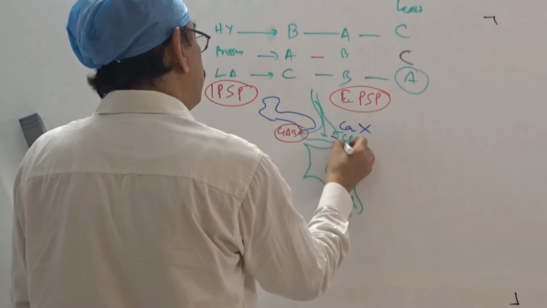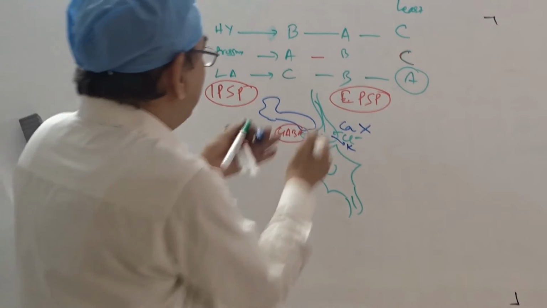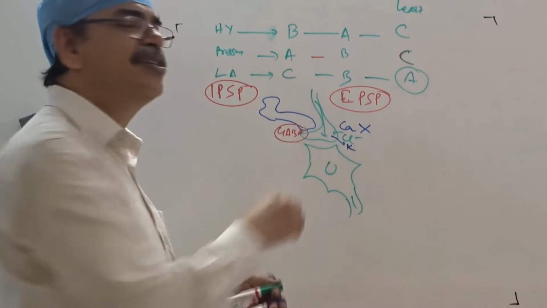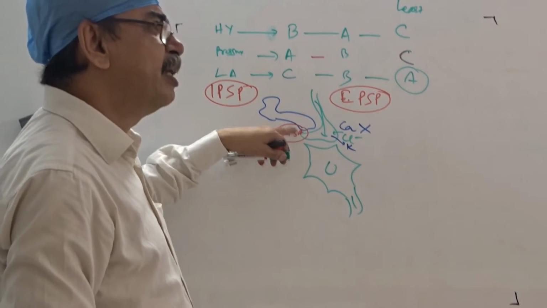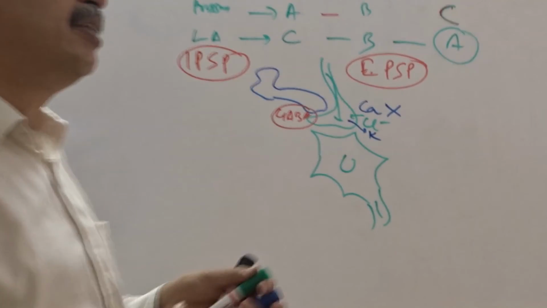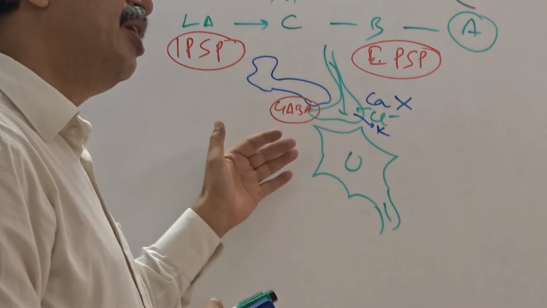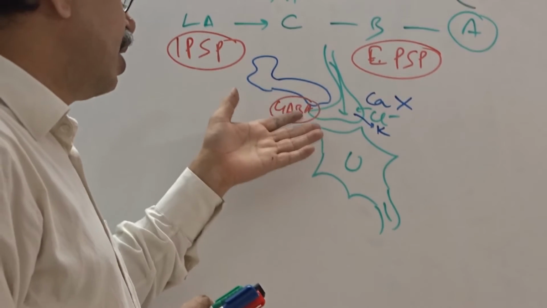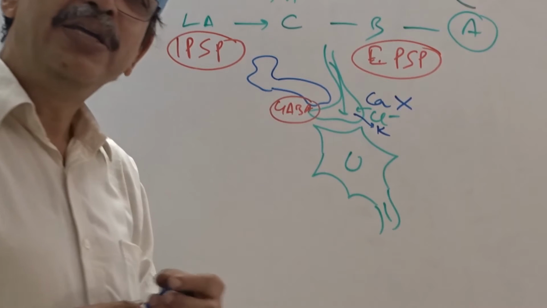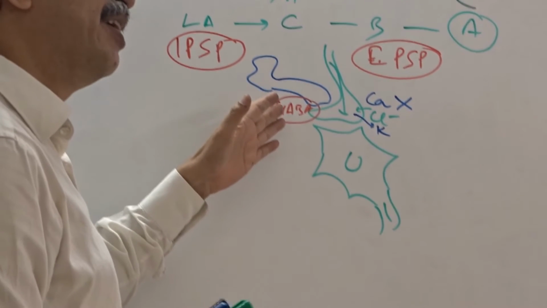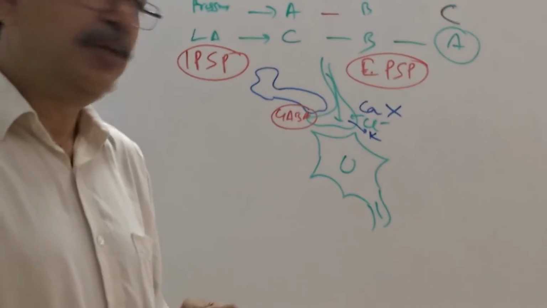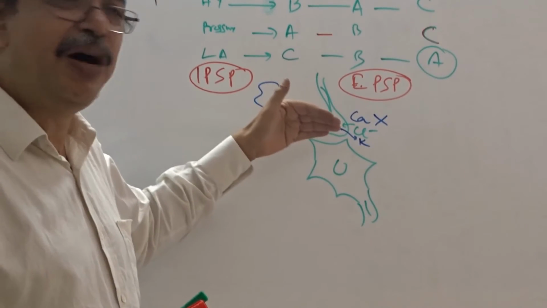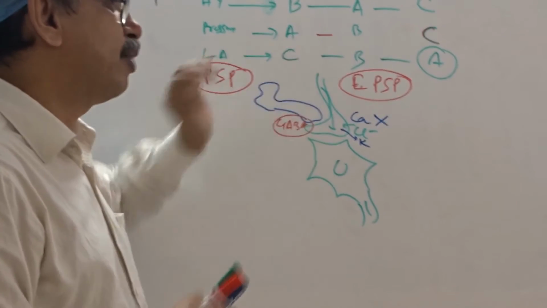So potassium will go out. So ultimately the inside will be more negative, and that's why it will not release the neurotransmitters. So this is presynaptic inhibition by GABA, and this GABA action is mostly by chloride and potassium and also by calcium. This is potentiated by barbiturates. This is potentiated by benzodiazepines, and this is potentiated by alcohol. So these all actually act by secreting more GABA through this pathway.